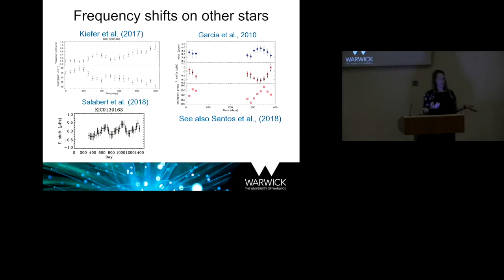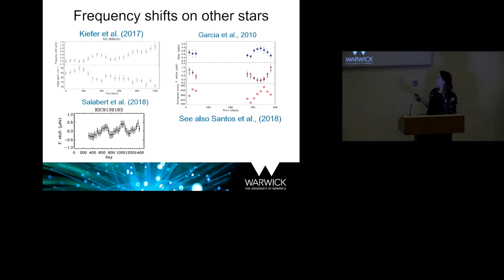Because Kepler and CoRoT both stared at the same field of view for a relatively long period of time, in particular Kepler was looking at the same field of view for 4 years before the reaction wheels went, people started to see if we could do the same thing as we do for the Sun with other stars. They started looking for frequency shifts. This was the first published example that appeared in 2010 by Garcia et al.